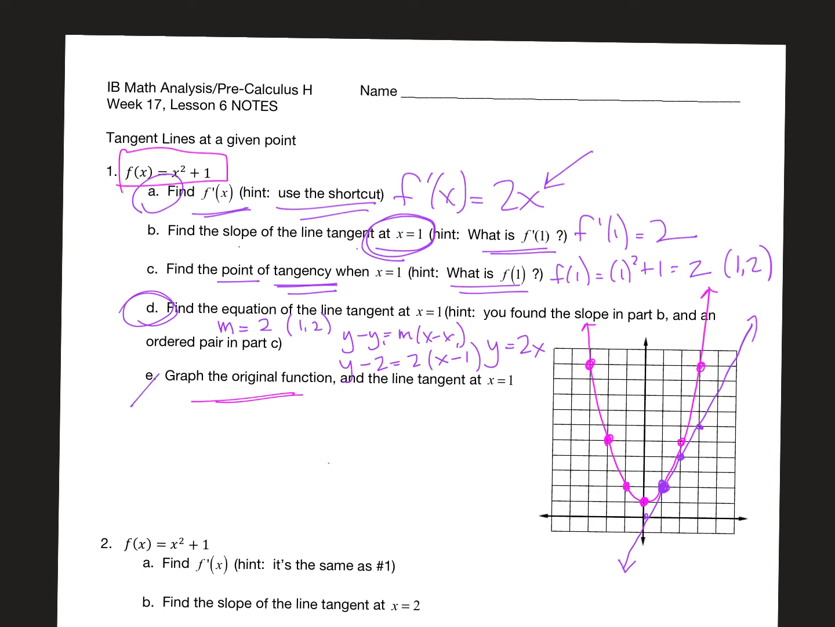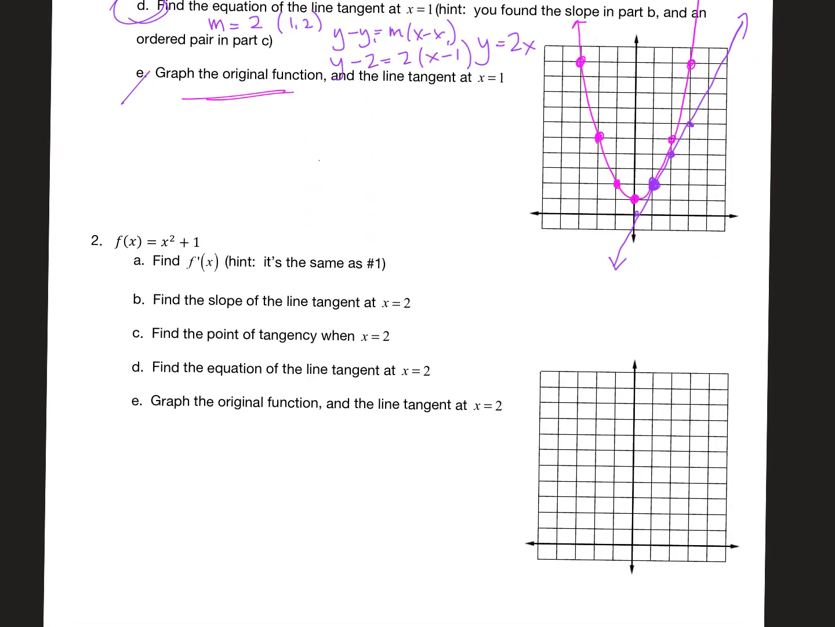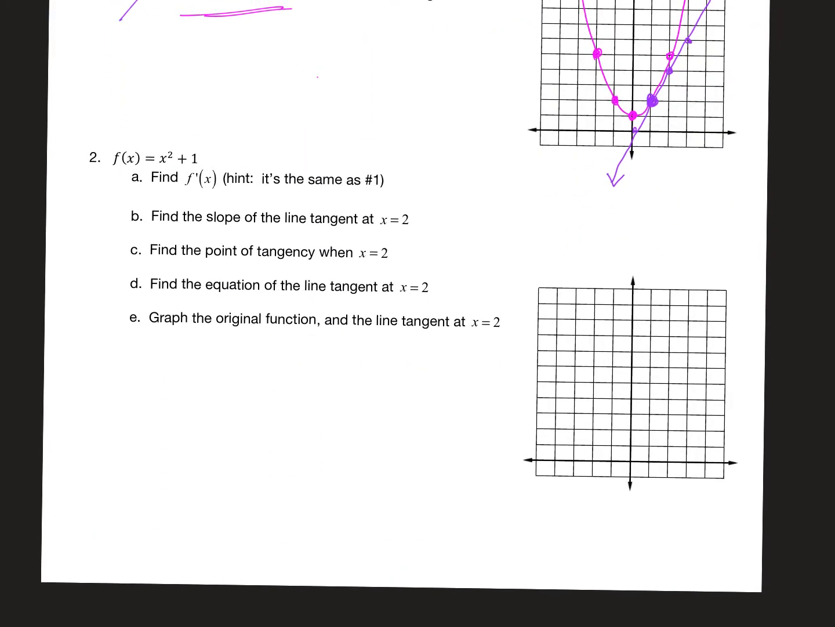All right, and then we've already done part E. It says to graph the original and the line tangent. Let me scoot up. We'll do another one. In fact, it's the exact same function. Let me graph that really quick. So let's continue going through our little A through E. For A, find the derivative. And again, I gave you a hint. It's the exact same as the first one.